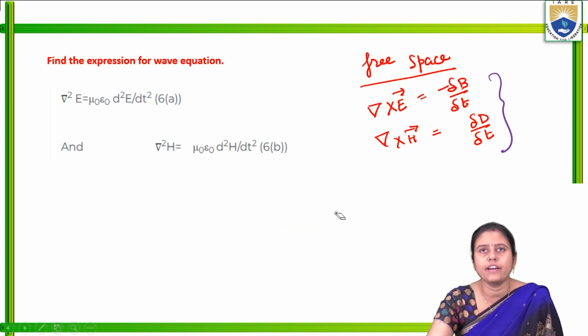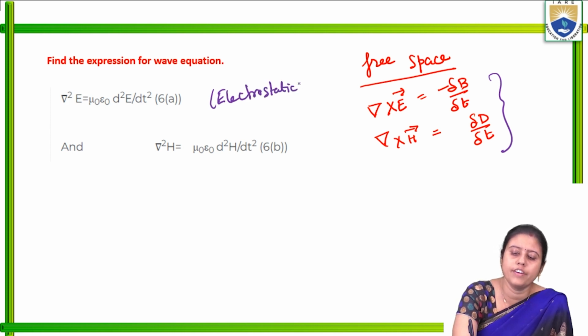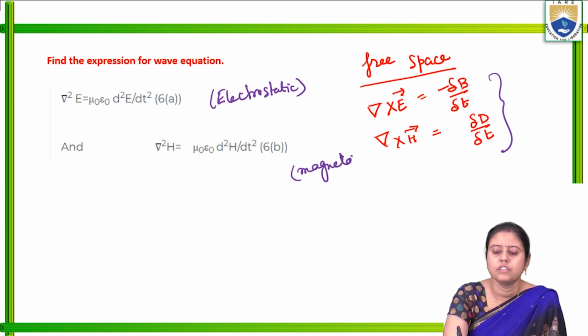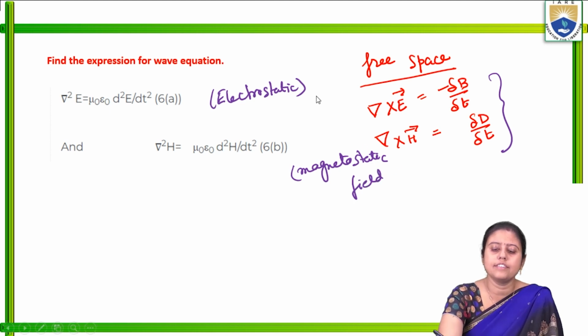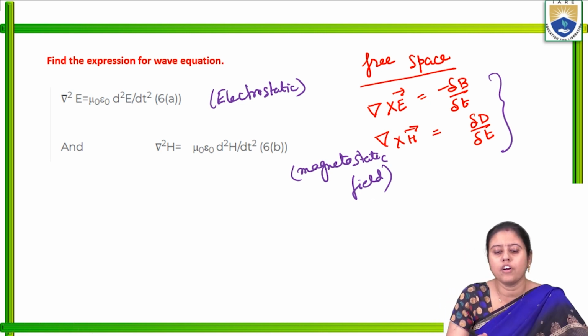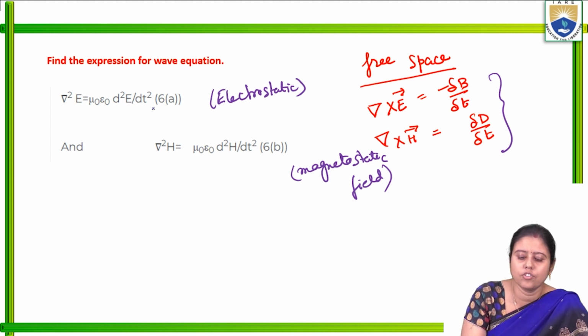The wave equation we can write in terms of the electrostatic field, or we can write it in terms of the magnetostatic field. Electrostatic field intensity and magnetostatic field intensity. So what we got? Grad square E is equal to mu naught epsilon naught d square E by dt square.